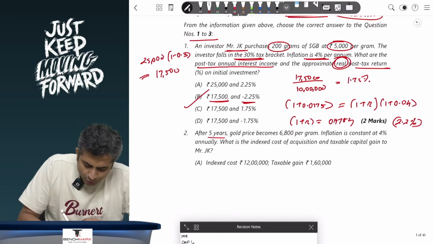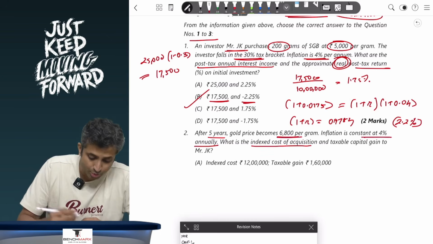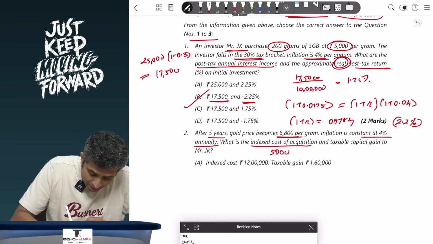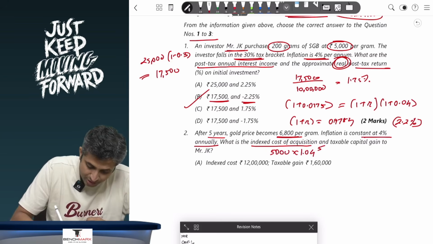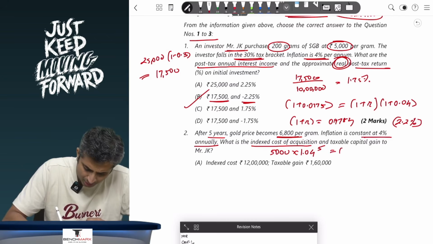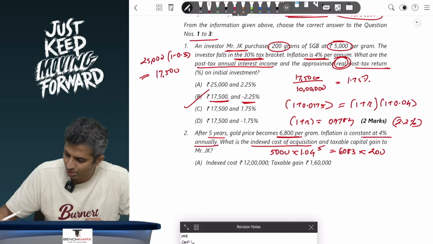Next, after 5 years, the gold price becomes 6,800 and the inflation is at 4% annually. What is the index cost of acquisition? Well, the indexation happens in line with inflation. So this is 5,000 into 1.04, per annum, and this is after 5 years, raised to 5. So this will give you the index cost, 1.2167 into 5,000, which comes to approximately 6,083 per gram, into 200.